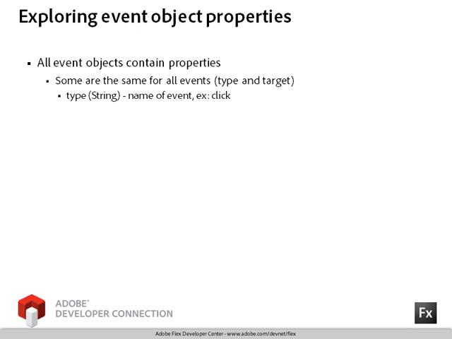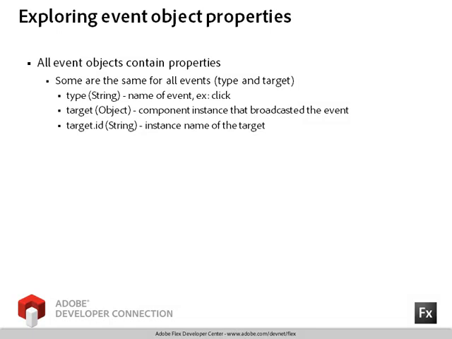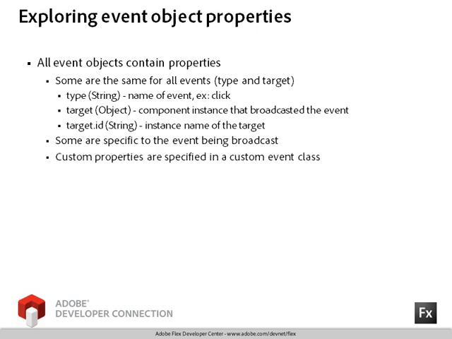The event type is a string value that tells us what type of event was fired. For example, click, when the user clicks on a control. The target property is an object with information about the component instance that broadcasted or dispatched the event. This target object includes the ID property, which is the name of the target. In my example, this would return the instance names for either of the date chooser controls, which are pickup date or return date. Within the event object, some properties are specific to the event being broadcast. In later videos, you will learn how to extend the event class to create your own properties to pass in the event object.